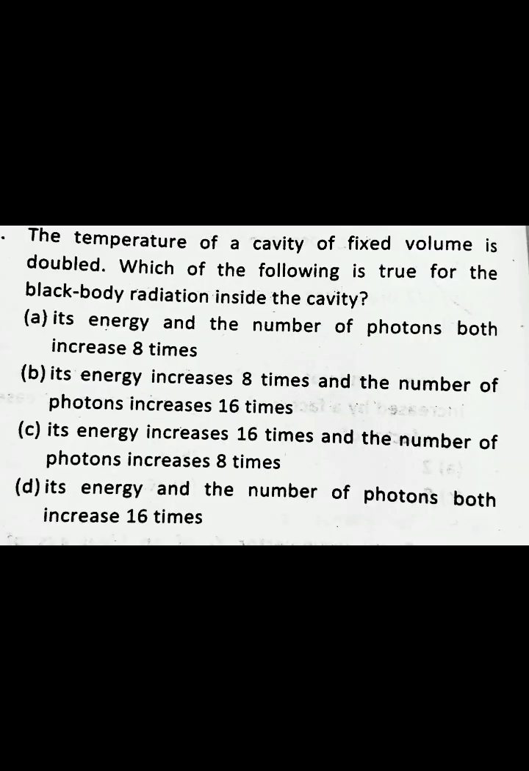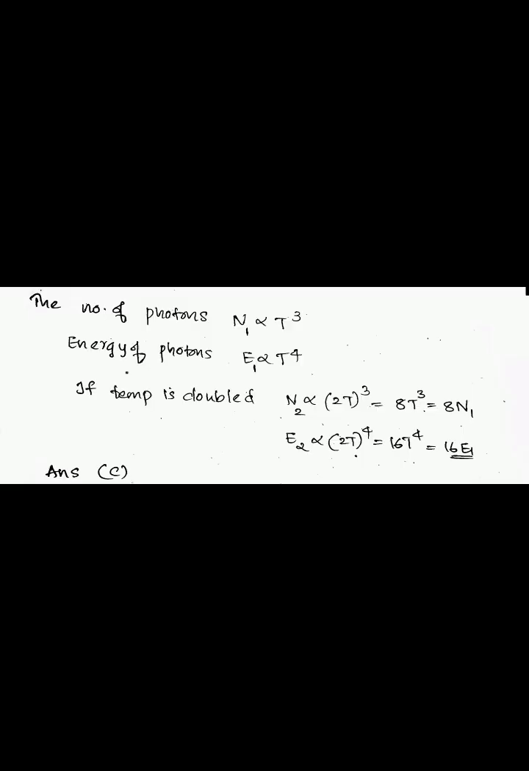The next question is, the temperature of a cavity of a fixed volume is doubled. Which of the following is true for the black body radiation inside the cavity? Number of photons n1 is proportional to T cube and energy of photons E1 is proportional to T raised to 4. When the temperature is doubled, n2 is proportional to 2T the whole cube, that is equal to 8T cube, and this is equal to 8 into n1. And E2 is proportional to 2T the whole raised to 4, and this is equal to 16T raised to 4, and this is equal to 16E1. So the answer is option C.